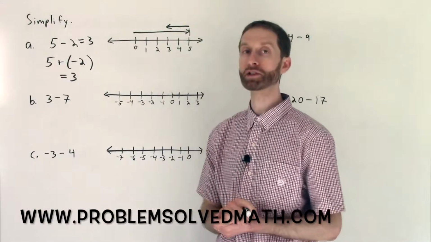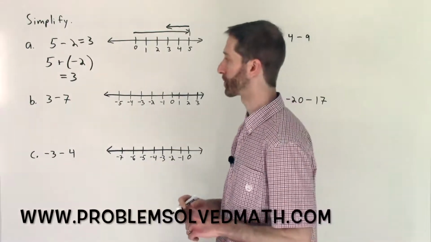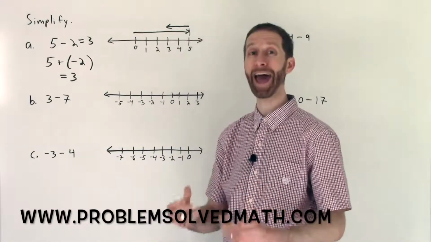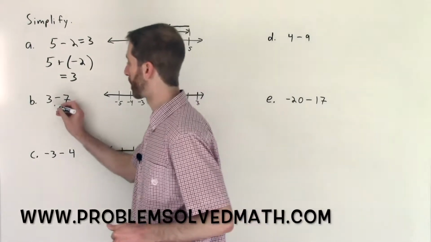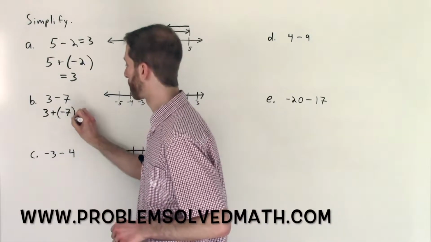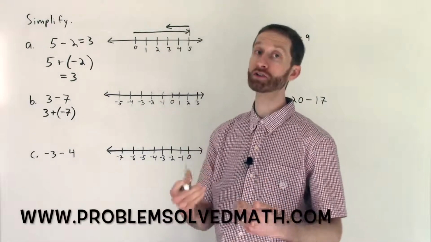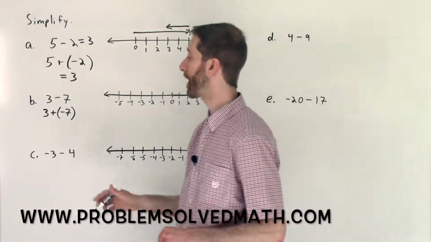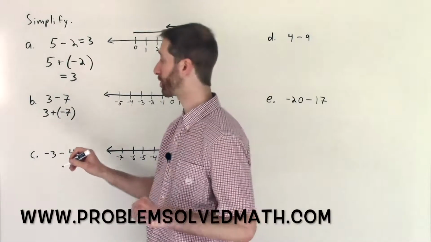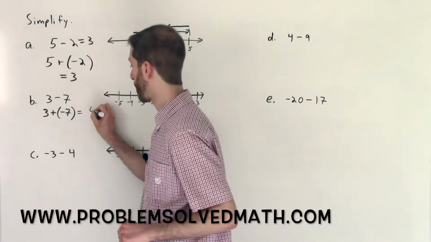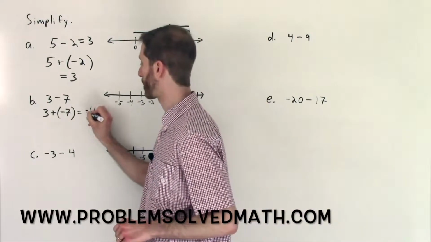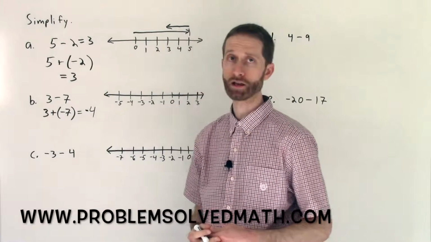I'll go over a couple other examples where we use a number line to support this as well. 3 minus 7. So using the idea that subtraction is really adding an opposite, this would become 3 plus negative 7. And so we use our skills from before with adding a negative number, and that means we subtract the two numbers. So in my head, I'm doing 7 minus 3, which is 4, and taking the sign of the larger of the two numbers, the number farther away from 0. So in that case, that would be negative 7, so our answer is negative 4.